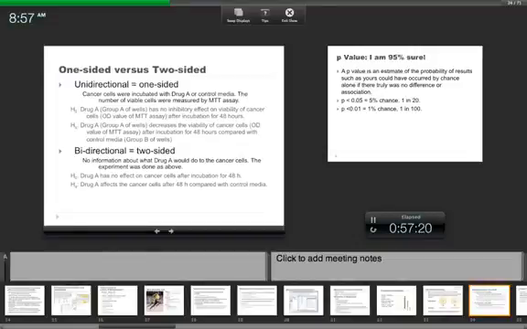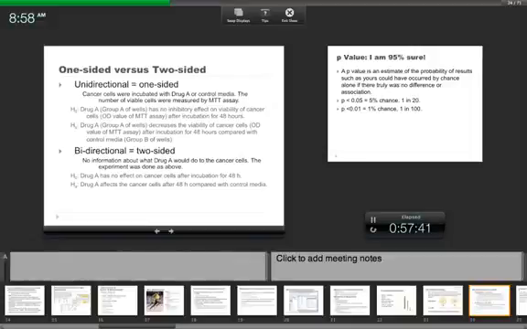So with that, you're doing a unidirectional analysis. You're asking whether drug A has no inhibitory effect on the viability of the cancer cells after incubation for 48 hours.